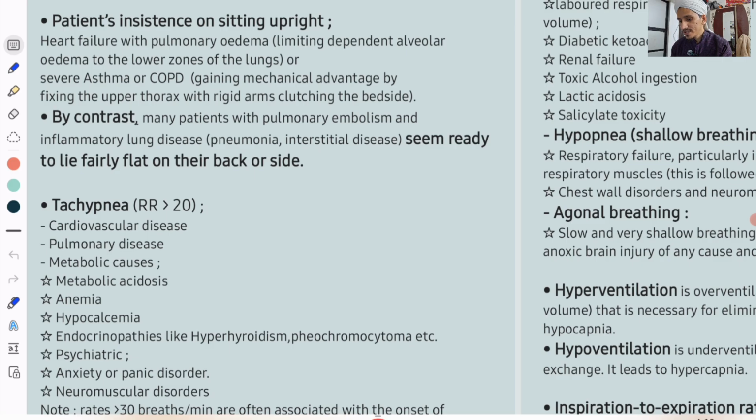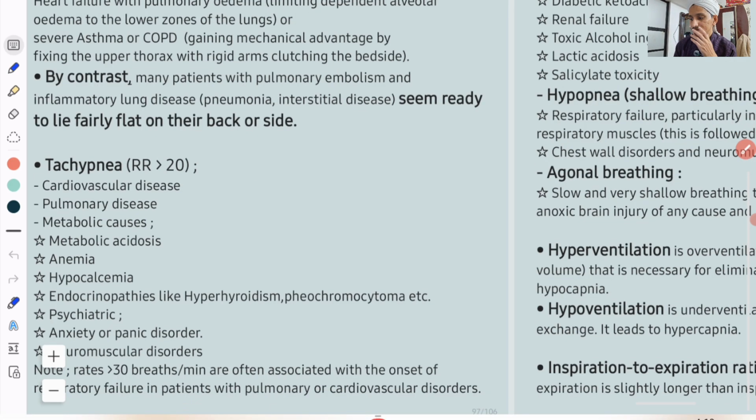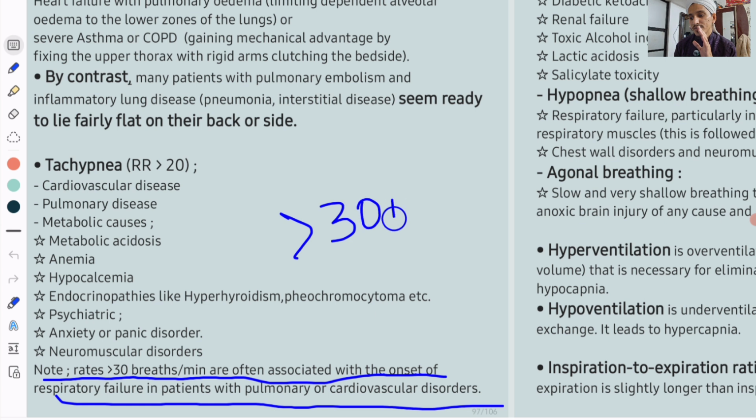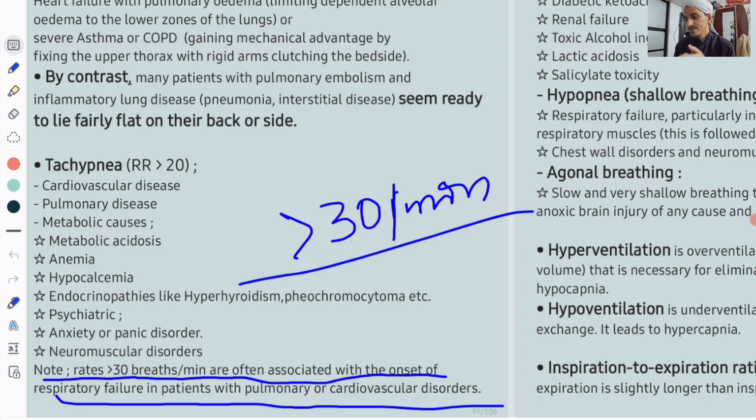Now, one point here you should remember is this one. Note that rates more than 30 breaths per minute are often associated with onset of respiratory failure in patients with pulmonary or cardiovascular disorders. A patient with a comorbid respiratory or cardiovascular disorder will go into respiratory failure when the respiratory rate is more than 30 breaths per minute. Okay, that is tachypnea.